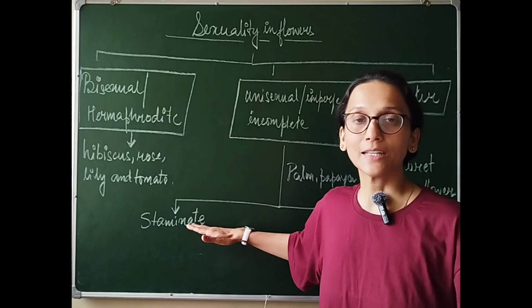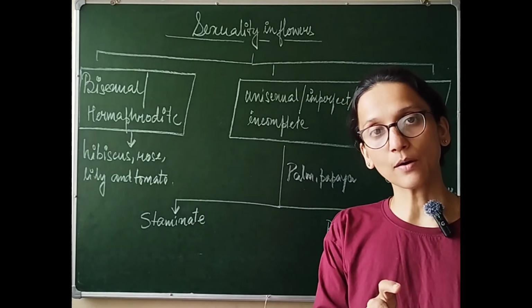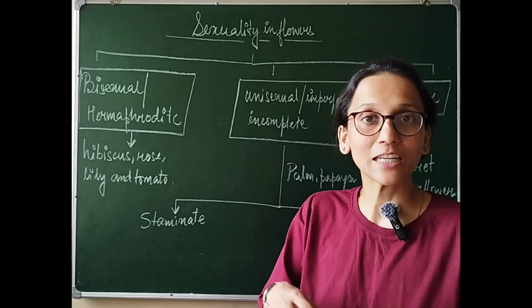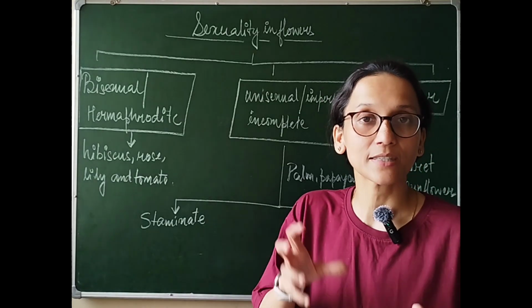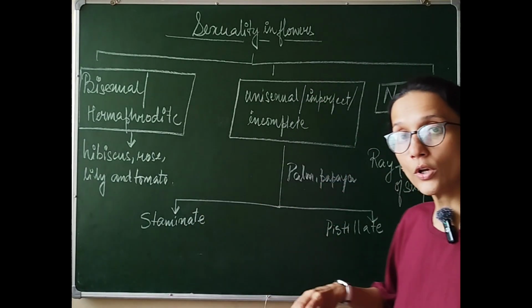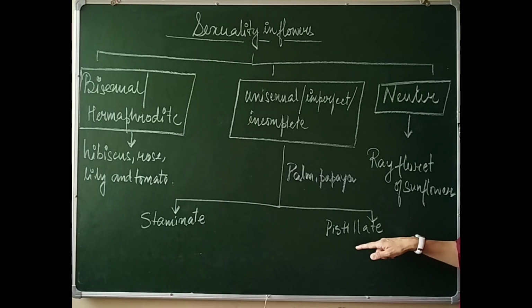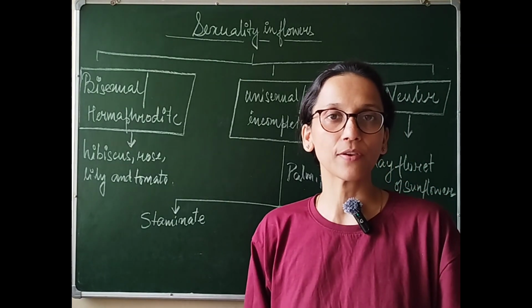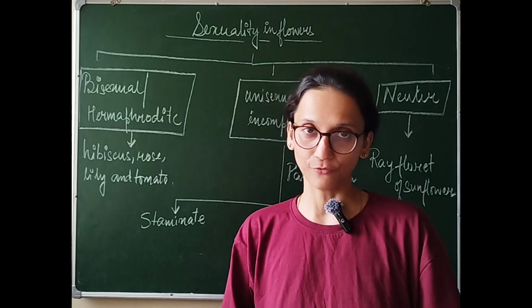If the flower contains the male part, then that flower will be called a staminate flower. So there can be a staminate papaya flower, there can be a staminate palm flower, or if it contains the female part, then we call it a pistillate flower. So there can be a pistillate papaya flower or a pistillate palm flower.